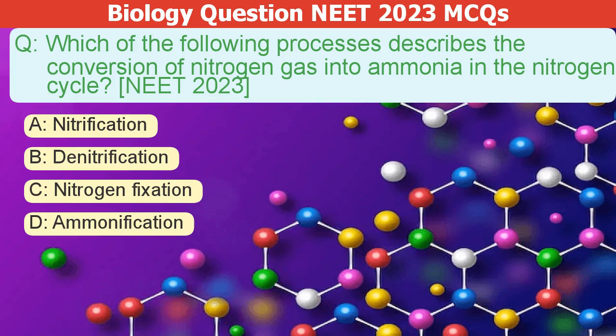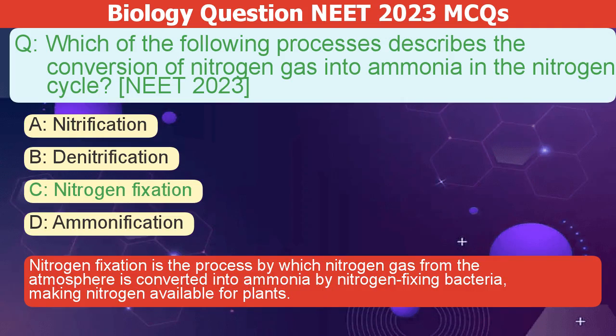Which of the following processes describes the conversion of nitrogen gas into ammonia in the nitrogen cycle? NEET 2023. A. Nitrification. B. Denitrification. C. Nitrogen fixation. D. Ammonification. The correct answer is C. Nitrogen fixation is the process by which nitrogen gas from the atmosphere is converted into ammonia by nitrogen-fixing bacteria, making nitrogen available for plants.